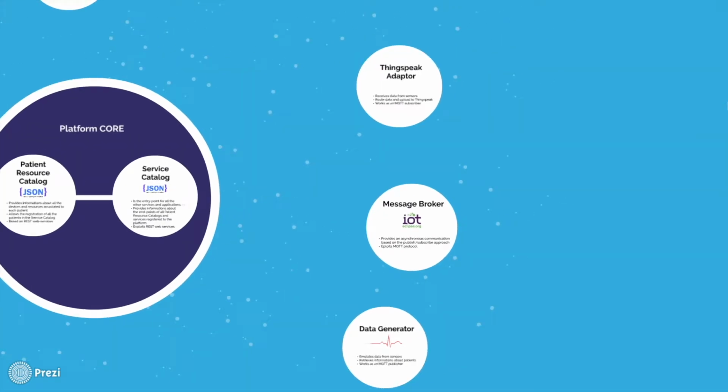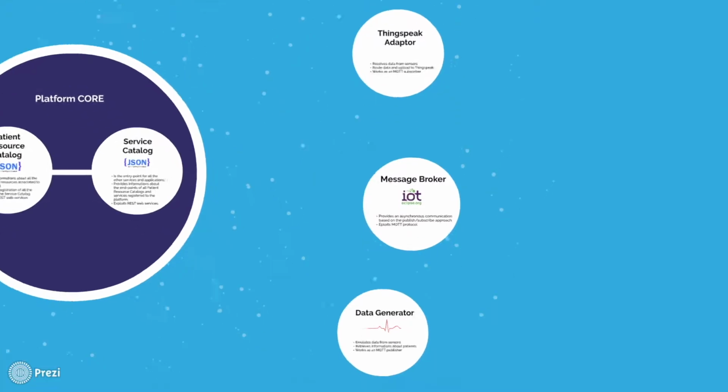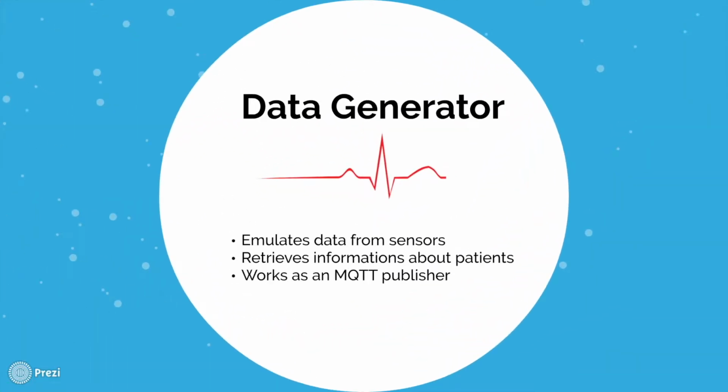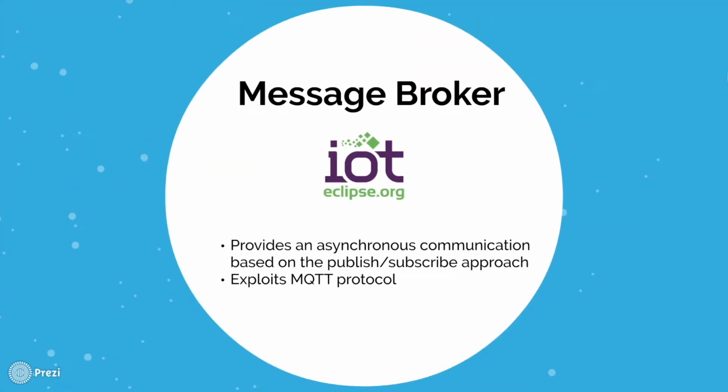Now, we will discuss the microservices concerning the data generation process. The data generator service is an implementation of a sensor data emulator. It retrieves information about patients and sends the data to the message broker, working as an MQTT publisher. The message broker provides asynchronous communication based on the publish-subscribe approach. In order to do this, the message broker exploits the MQTT protocol.